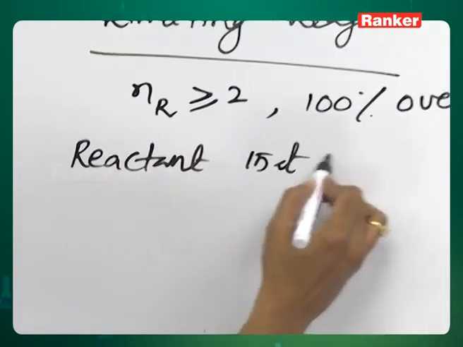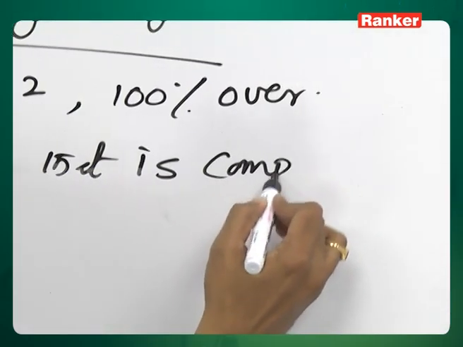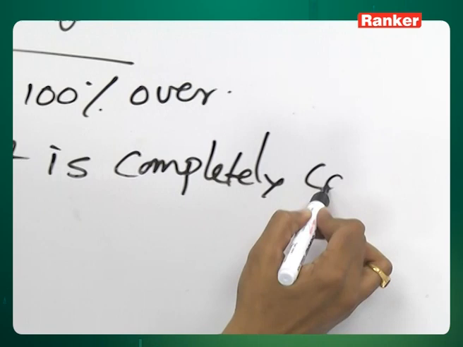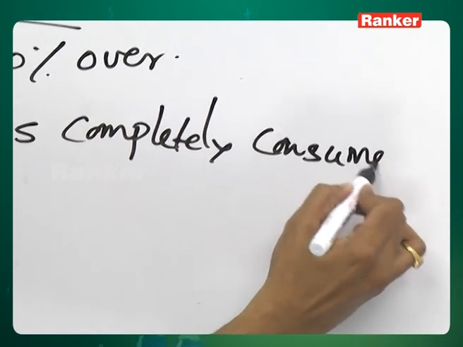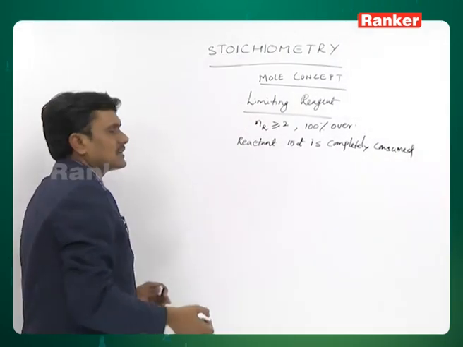So this limiting reagent is the reactant that is completely consumed, completely finished during a chemical reaction.